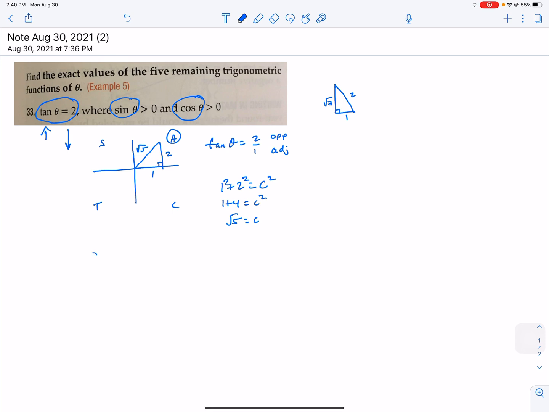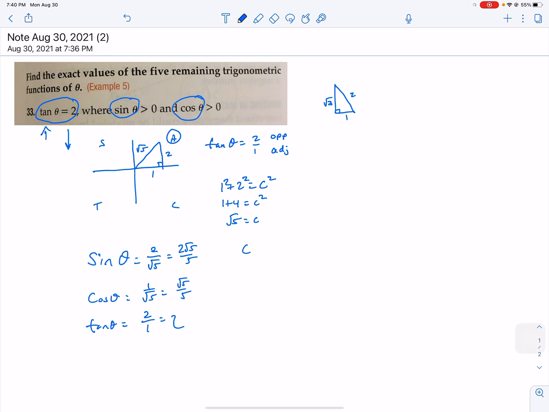Here we go. Sine of theta is opposite 2 over hypotenuse square root of 5, which can be rewritten with the square root on top: 2 square root of 5 over 5. Cosine of theta is adjacent over hypotenuse, which can be written as square root of 5 over 5. Tangent is already done, opposite over adjacent, which is just 2, and that's what they gave us.